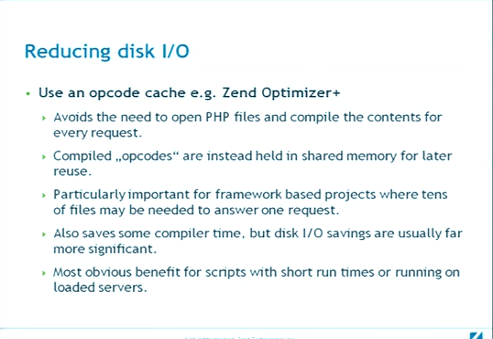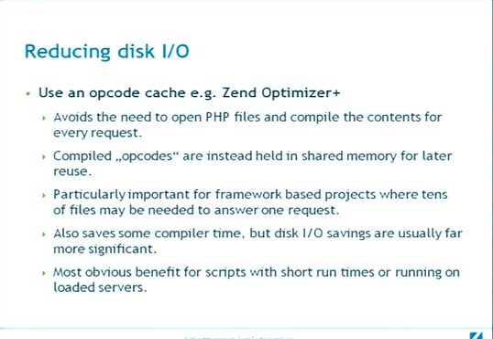You can do a lot without any real pain to reduce the amount of disk I/O which is going on in your system. The one thing is, of course, using an optimizer or an opcode cache. It doesn't have to be Zend's optimizer. You can use APC. You can use anything you like, but just use one.